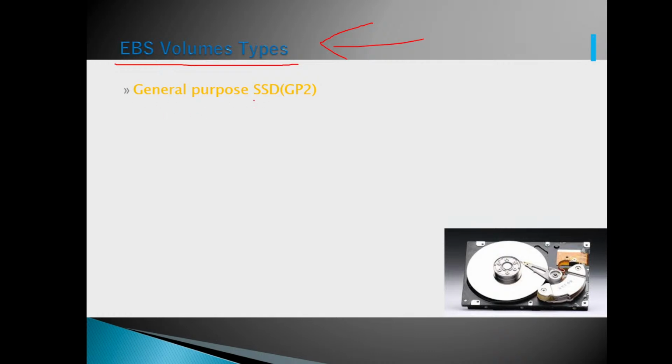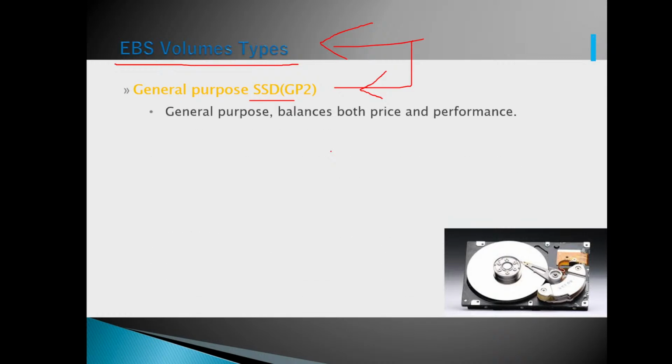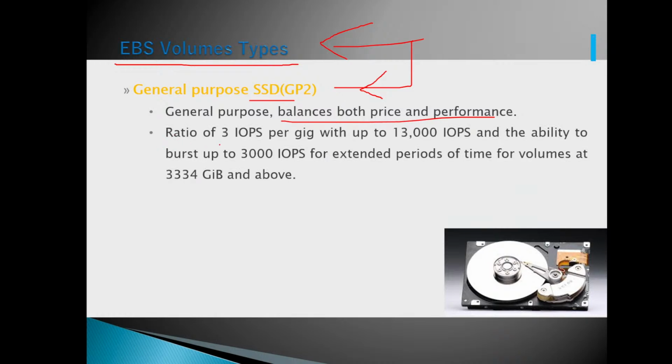First is general purpose, and it is SSD. What is general purpose? It's again just like a general purpose car, general purpose mobile. It gives you the best pricing and best performance, and it is for day-to-day activity. It's not special. You can use it anywhere. So it balances both pricing and performance. Ratio of 3 IOPS per gigabyte with 1300 IOPS and ability to burst up to 3000 IOPS for an extended period of time for a volume at 3334 gigabytes and above.